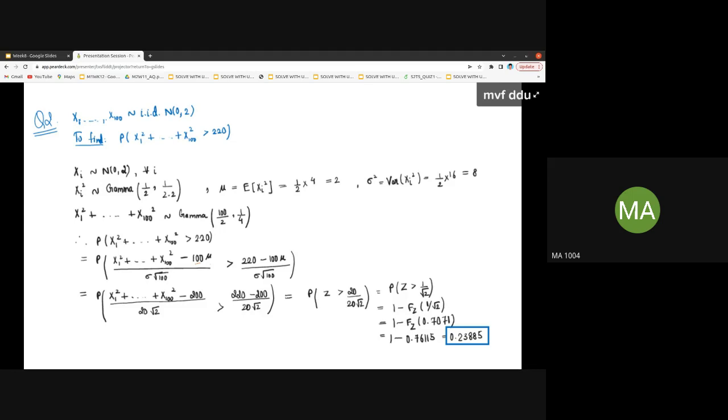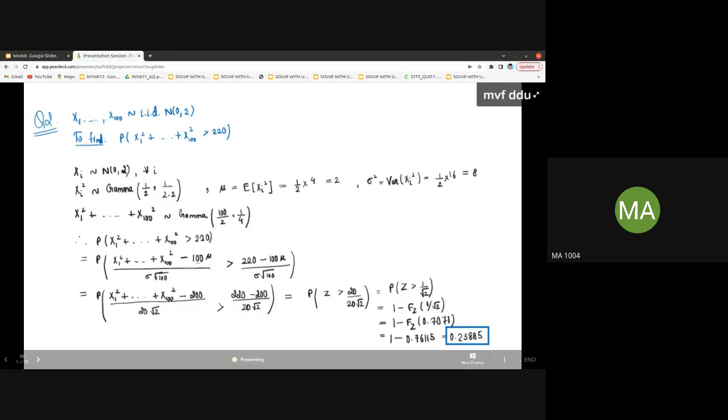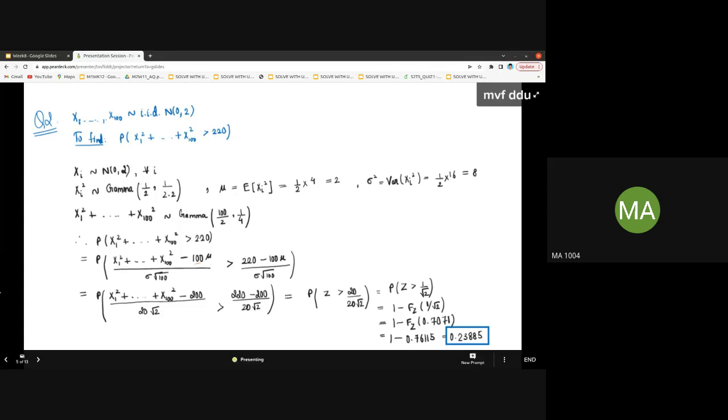Why we are doing all this is to approximate the probabilities. We are interested in finding the probability of this. But if you look at the gamma distributions themselves, it will be very difficult to compute the probabilities. That is why we have converted that sum of gammas to the standard normal using CLT, and then we have computed the probabilities. Okay. Let's move.